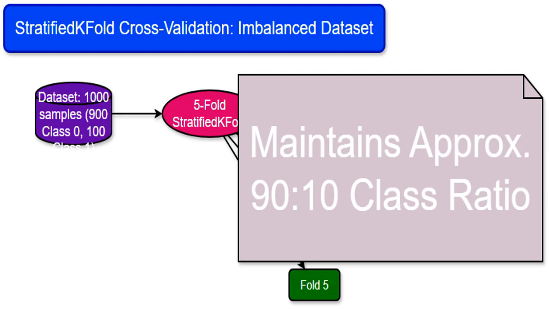The key is that StratifiedKFold tries to preserve the class ratio, 90-to-10 in this case, in each fold. It's approximate, because you can't always perfectly split uneven numbers. For example, I'll have an approximately 90-to-10 ratio in each of the 5 folds for a fair comparison.